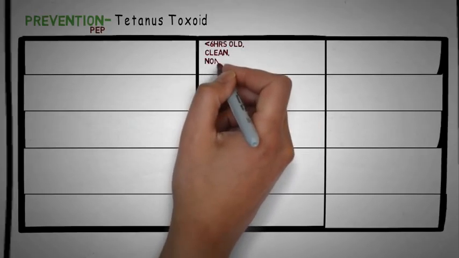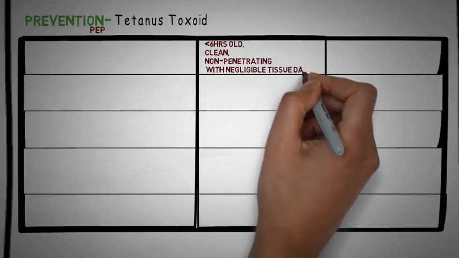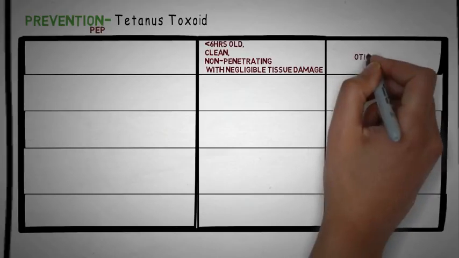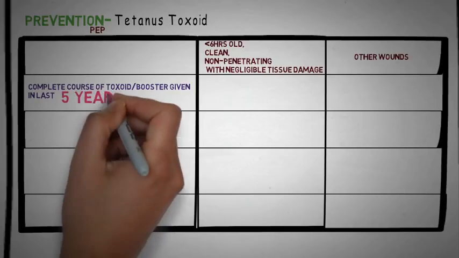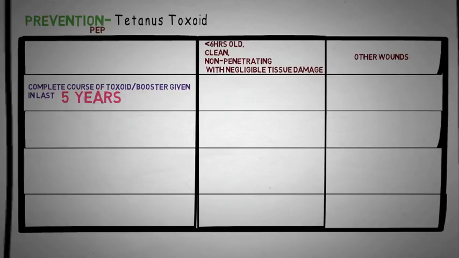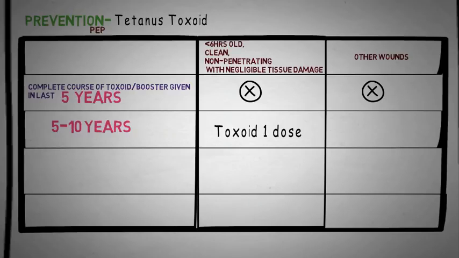So we make a table. On one side are the wounds which are less than 6 hours old, clean and non-penetrating, and have negligible tissue damage. On the other side are all the other types of wounds. So in a patient who has received complete course of tetanus toxoid in the last 5 years, nothing needs to be given in both the cases. In a patient who has received complete course of toxoid in the last 5 to 10 years, a single dose of tetanus toxoid needs to be given in both the cases.